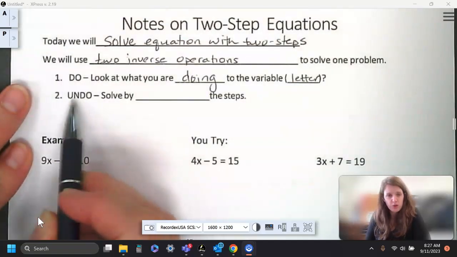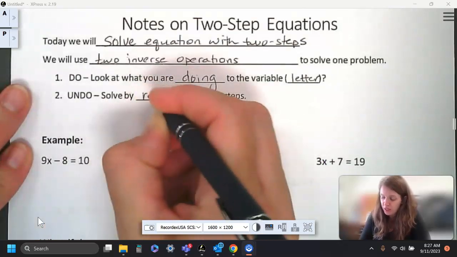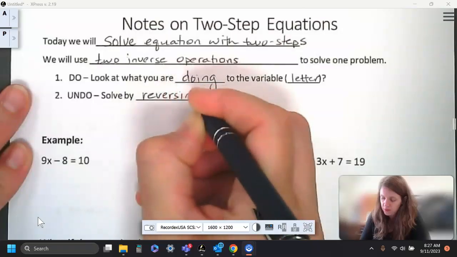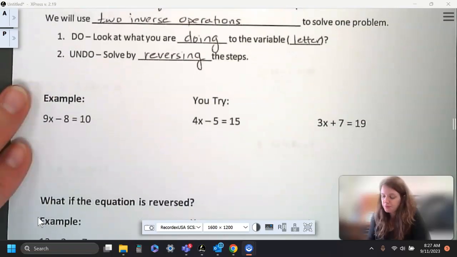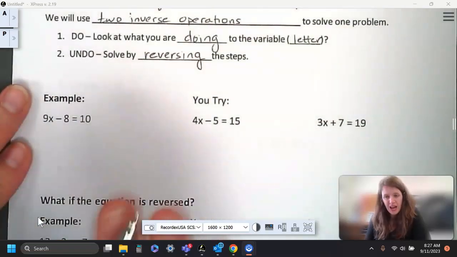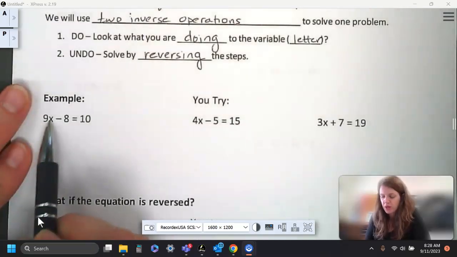So I'm going to kind of use this word undo. So I'm going to solve by reversing the steps. So let's look at an example. So I'm going to make a little thing over here. You don't have to do this, but sometimes for the first couple, it kind of helps students to see what we're doing here. So what's happening to the 9 and the x, right?